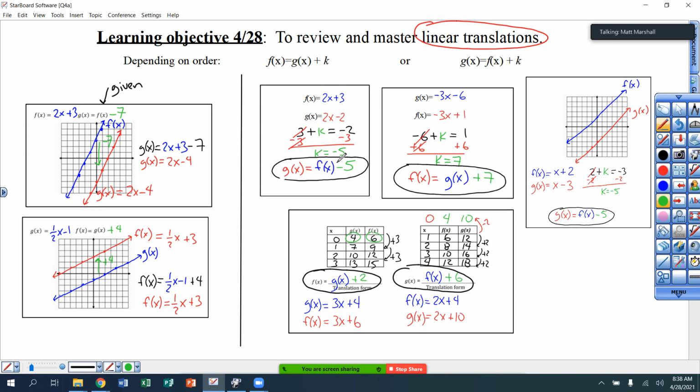You need to know how to do it for a graph, where I give you a graph and you need to be able to write the equations from it, and then look at those y-intercepts. And then the super hard part: from a table, you need to be able to get the two equations so you can compare that y-intercept.